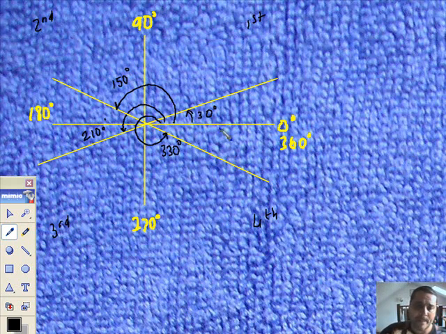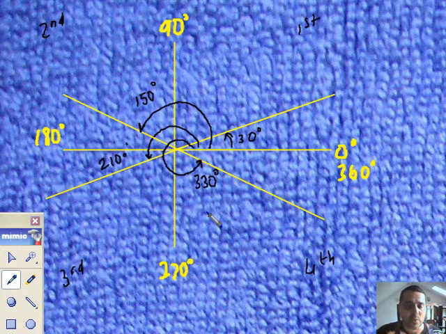So, quick review. We've got 4 angles, one in each quadrant, all of them related to 30 degrees. This one, 150, is basically 180 degrees minus that 30. The 210 is basically 180 plus the 30. This 330 degree angle all the way around here is basically 360 minus the 30. So you can see it's related to 30 degrees.